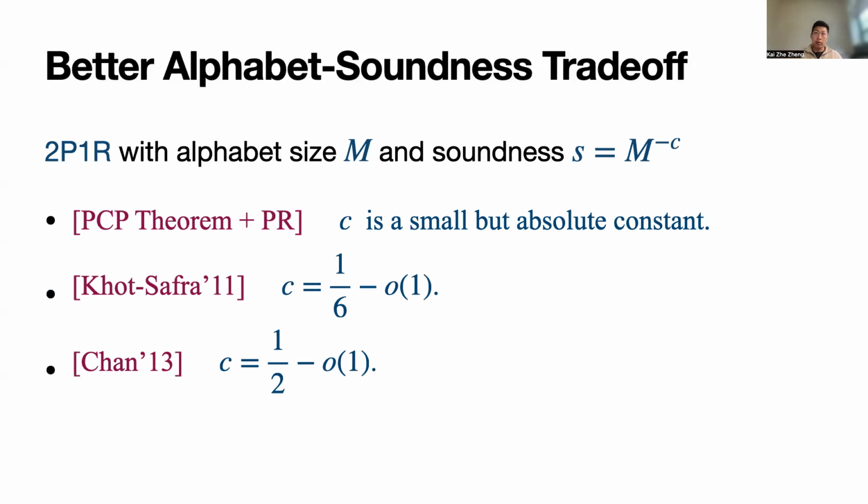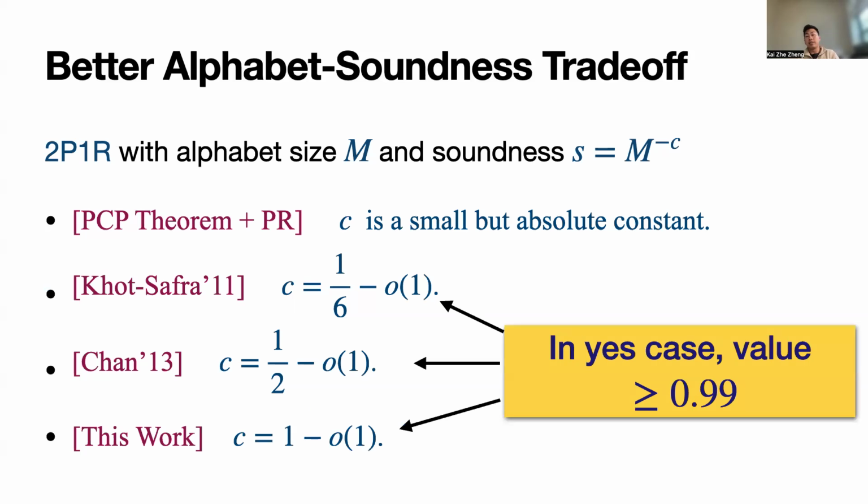So we're getting closer and closer to this best possible soundness m to the minus 1. And in this work, we show that you can essentially obtain this, and we show that you can take c to be 1 minus little o of 1.